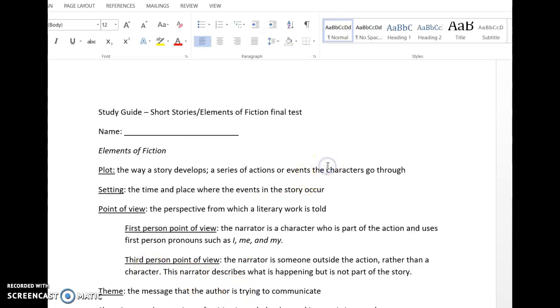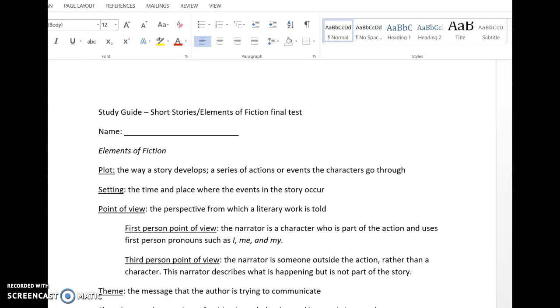Okay, so this test will cover the elements of fiction, so we'll do a quick review of that. We've talked about that all year, at least for Touching Spiritbearer and for this last unit of short stories. This is something we'll talk about again next year in 8th grade, but this will just be the last thing that we do for 7th grade English.